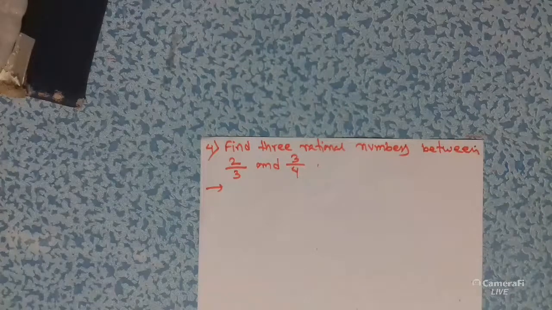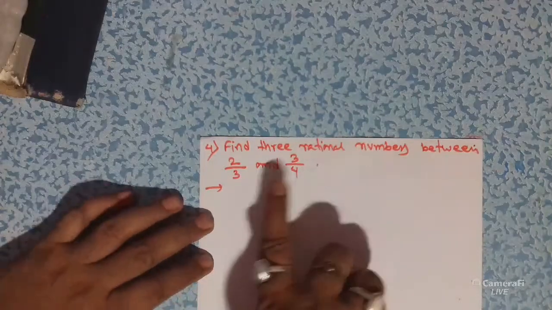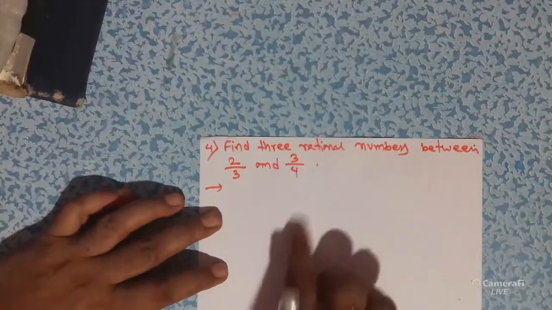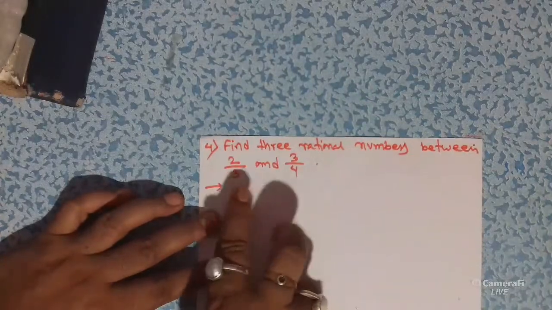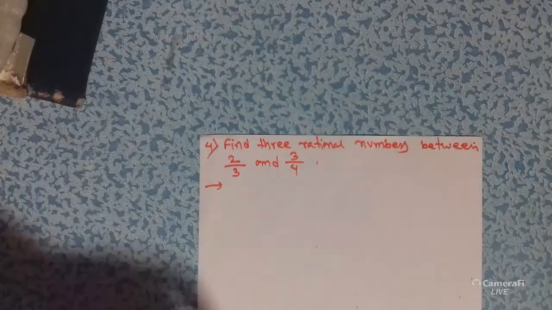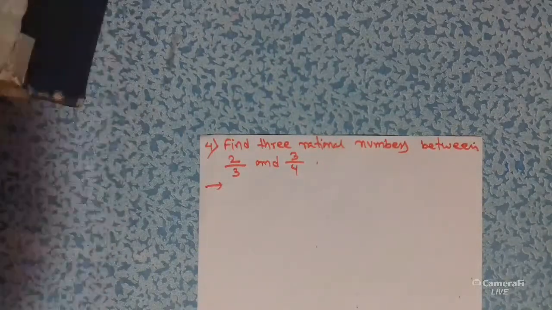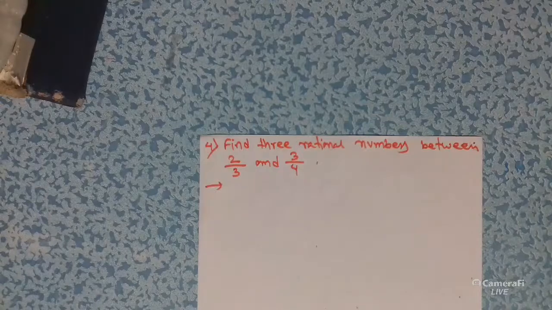Find 3 rational numbers between 2 by 3 and 3 by 4. So I will tell you how to solve it. So at first you must convert these denominators into same denominators. So convert both the rational numbers into same denominators, and after this here you have to find three rational numbers. So you have to multiply both the rational numbers by 4. Okay, when you have to find three rational numbers, then you have to multiply with 4.